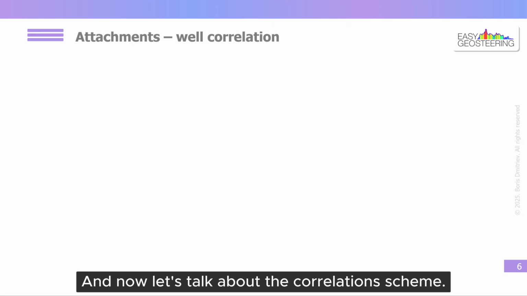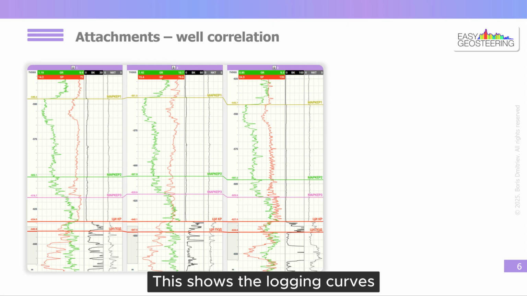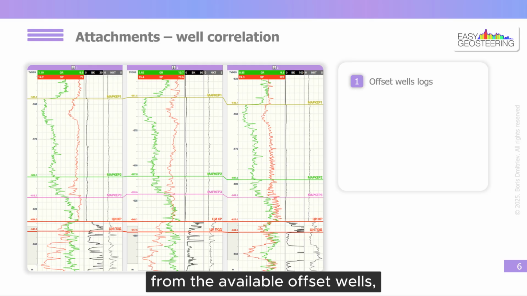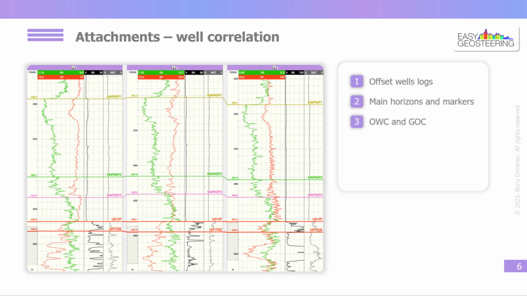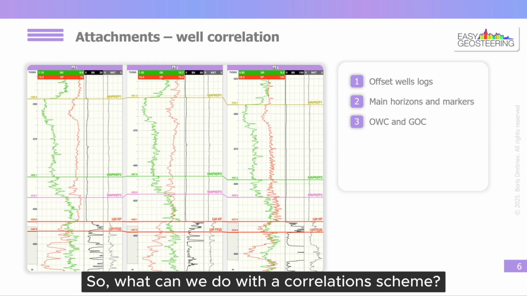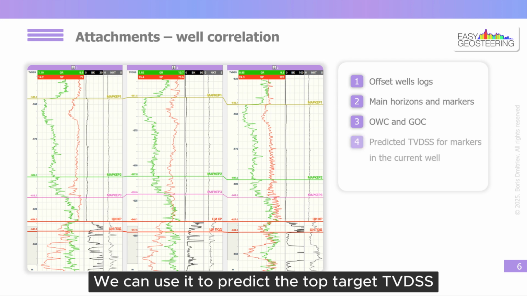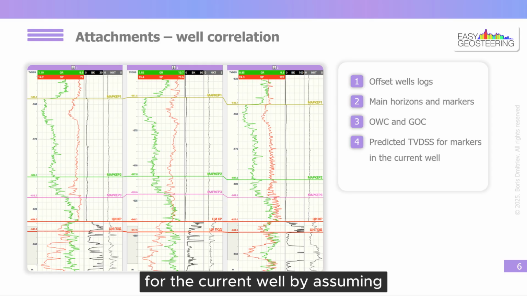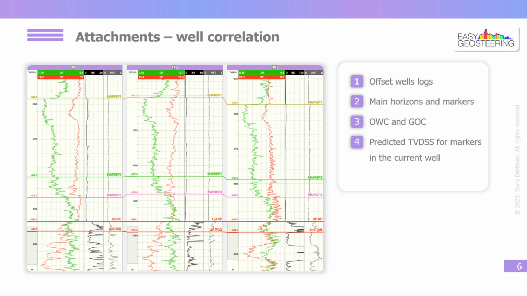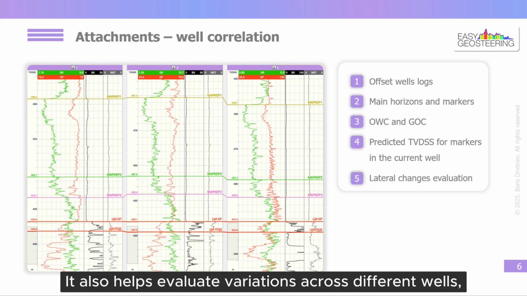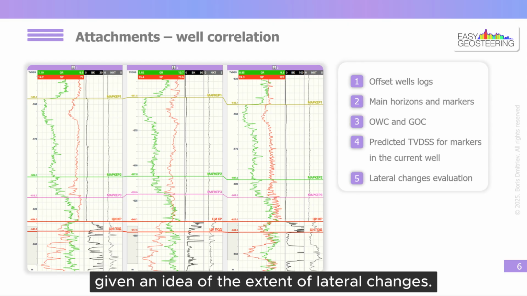And now let's talk about the correlation scheme. This shows the logging curves from the available offset wells along with the horizons and fluid contacts. So what can we do with the correlation scheme? We can use it to predict the top target TVDSS for the current well by assuming equal thicknesses of the upper layers across all wells. It also helps evaluate variations across different wells, giving an idea of the extent of lateral changes.